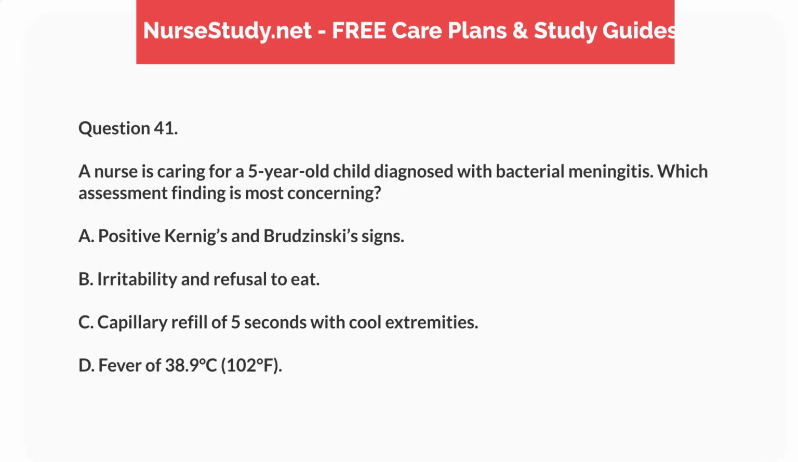Question 41. A nurse is caring for a 5-year-old child diagnosed with bacterial meningitis. Which assessment finding is most concerning? A. Positive Kernig's and Brudzinski's signs. B. Irritability and refusal to eat. C. Capillary refill of 5 seconds with cool extremities. D. Fever of 38.9 degrees Celsius, 102 degrees Fahrenheit.